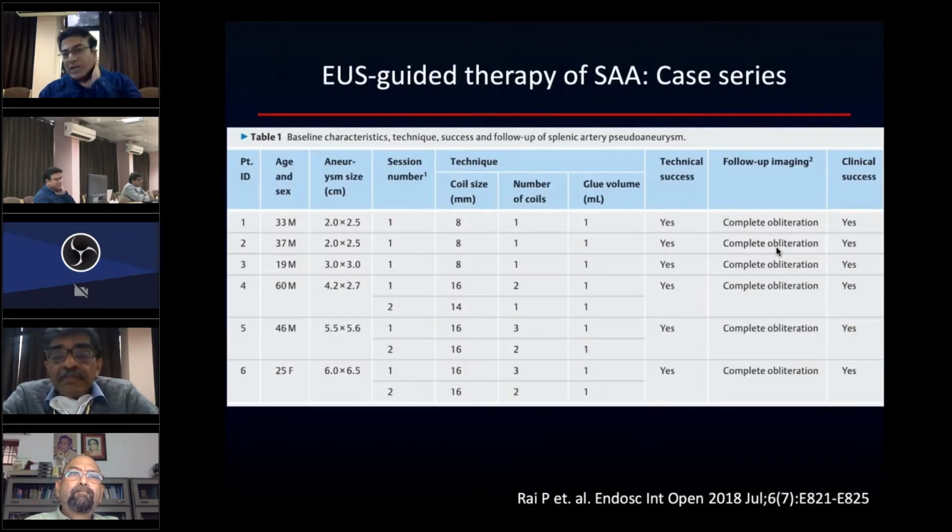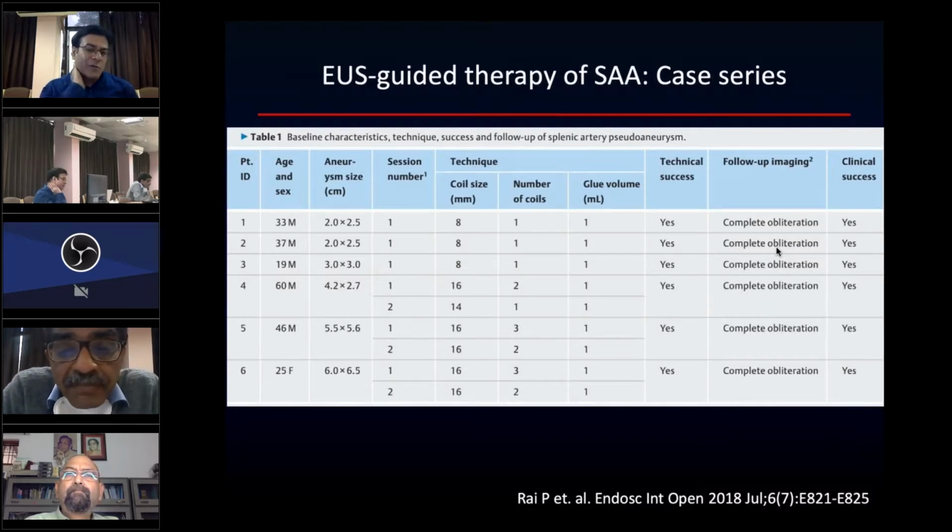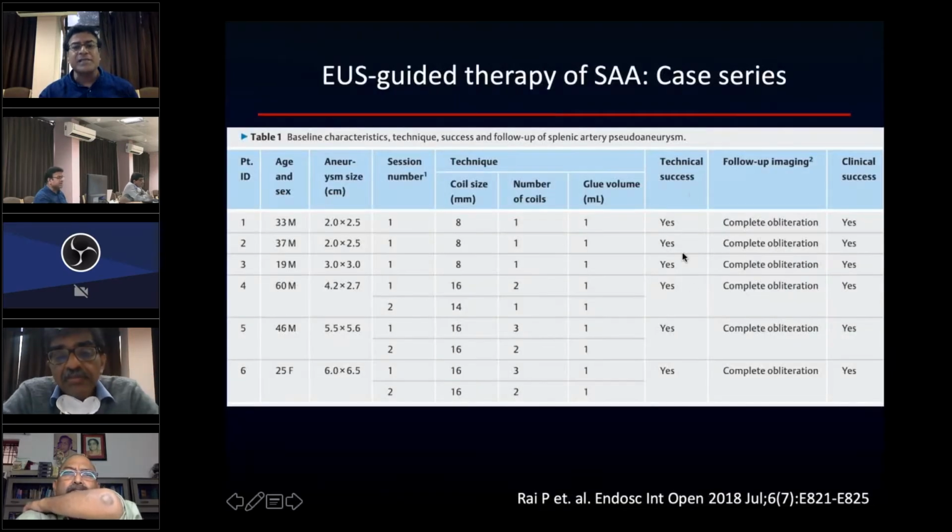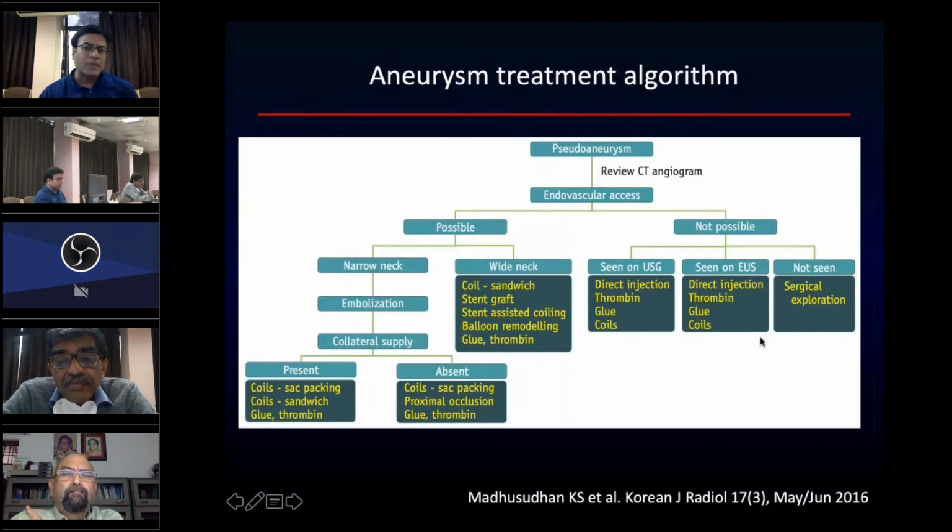This is again the first largest case series that we published in the literature. This is a 6 case series. After these, we have done around 5 more cases. High technical success, high clinical success to the tune of 100% without any complications.